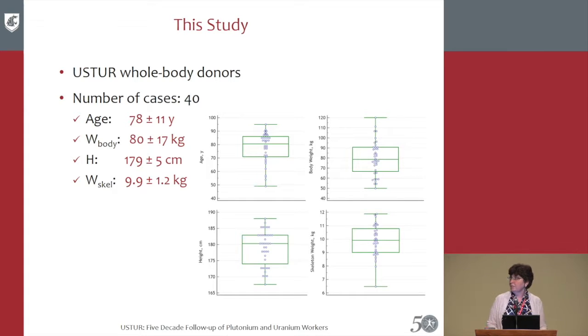So here are some statistics about the USTUR donors. The average age is 78 years, average total body weight 80 kilograms, average height 179 centimeters, and average skeleton weight 9.9 kilograms. And I should mention that those two USTUR cases used by ICRP are also included in this study, because the anatomical data we're using here is slightly different from the values the ICRP used, since more accurate information became available to the USTUR after ICRP Publication 70.